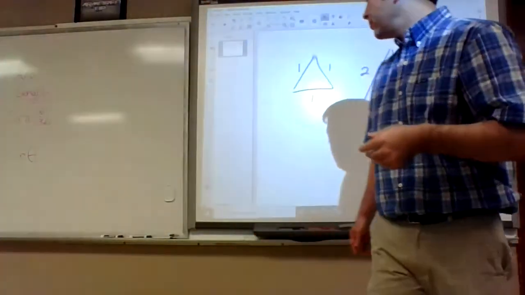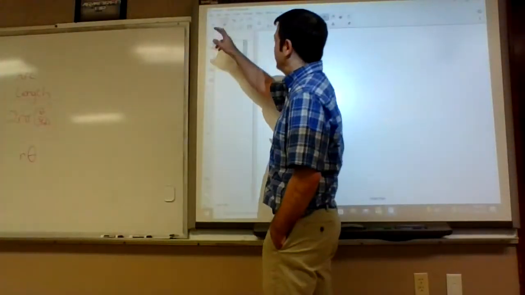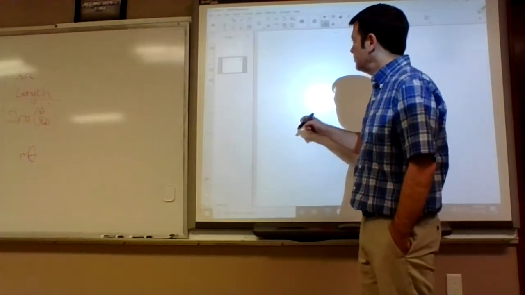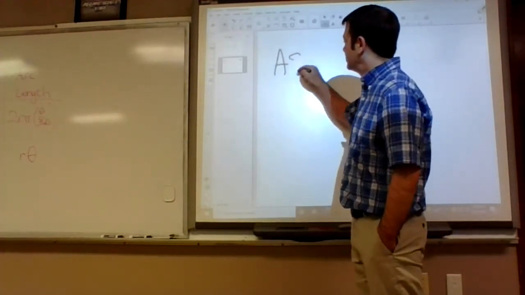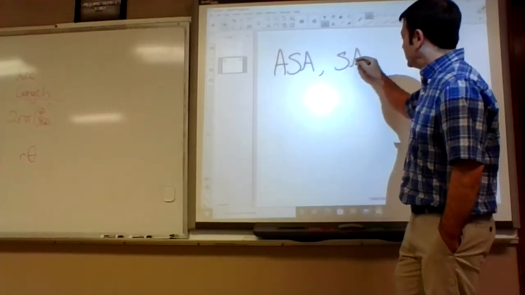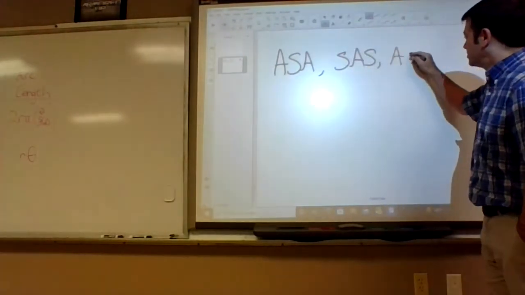So what are the 4 ways we can prove 2 triangles to be congruent? Angle, side, angle. Side, angle, side. Angle, angle, side.